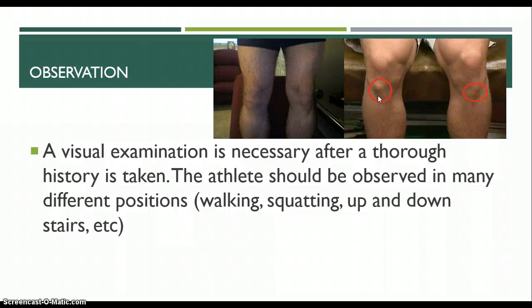Other things you should observe when they're coming to you is, did they appear with a limp? Can they flex or extend their knee fully?